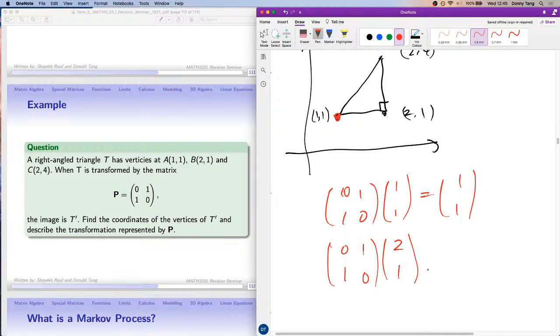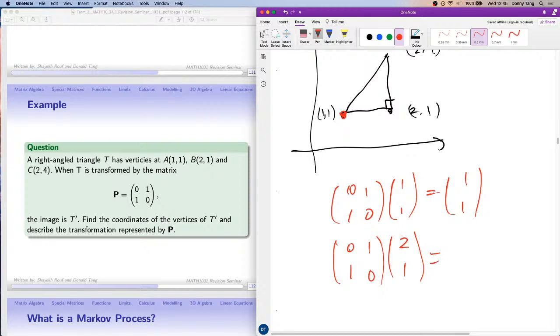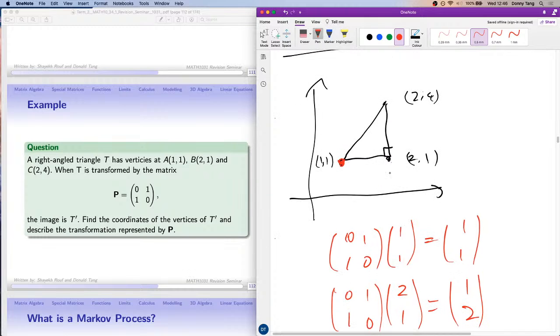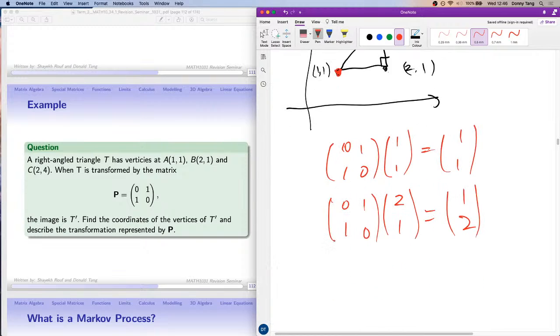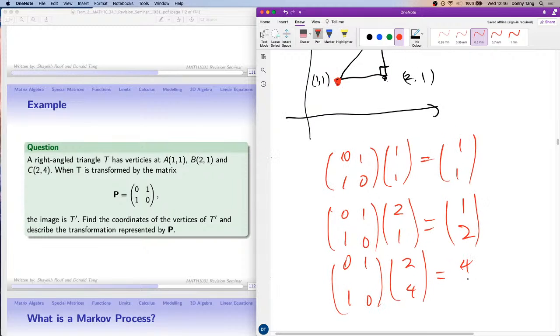So 2, 1. So 2 goes to 0, 1 goes to 1, so it's going to be 1. 2 goes to 1 and 1 goes to 0, so it's 2. It's going to be 1, 2. So where's 1, 2? It's actually going to be up here. And then we're going to look at our final transformation. What is it? 2, 4. That's going to be, let's see, 4, 2.